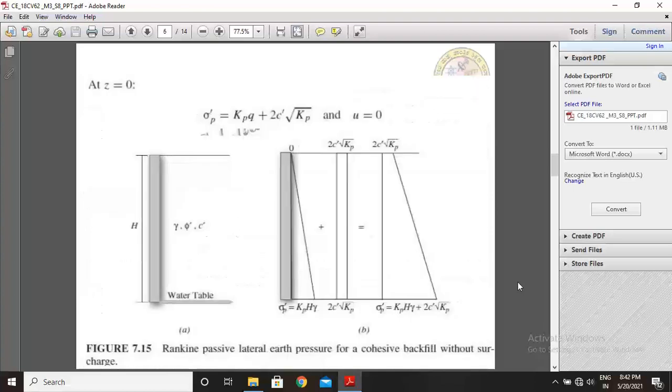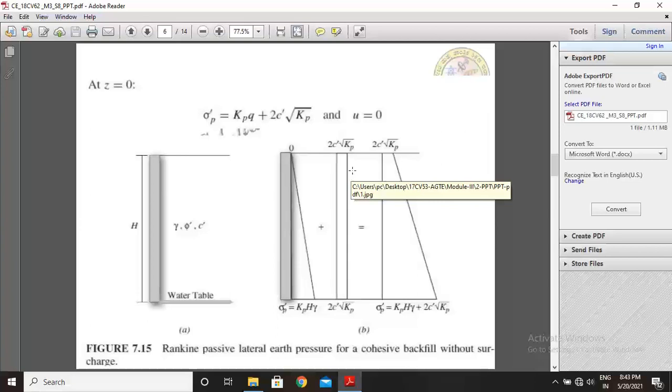These are the figure 7.15. Passive lateral earth pressure for a cohesive backfill without surcharge. This is the vertical wall of height h and water table at the base. These are the backfill properties, that is gamma, phi, c, and we are plotting the lateral earth pressure on the same concept as active earth pressure. This is the pressure distribution diagram based on the backfill. So we are calculating sigma p equal to Kp into h into gamma plus 2c times root Kp.